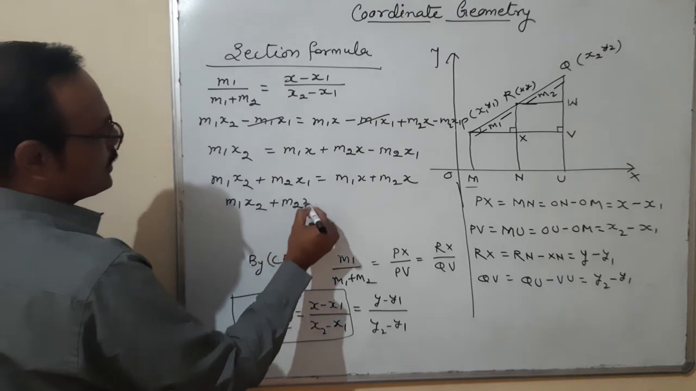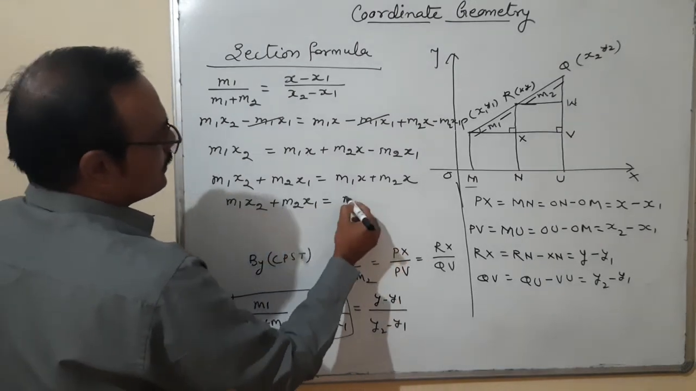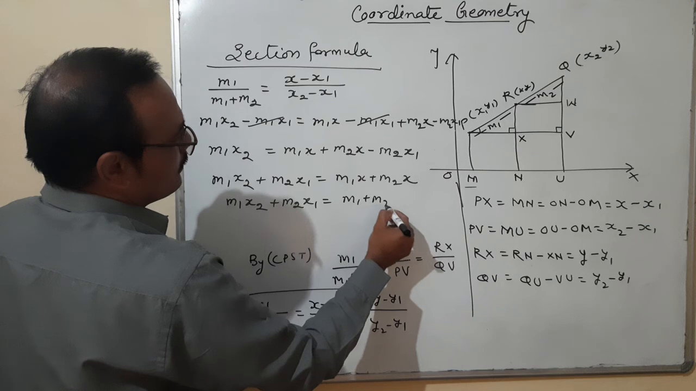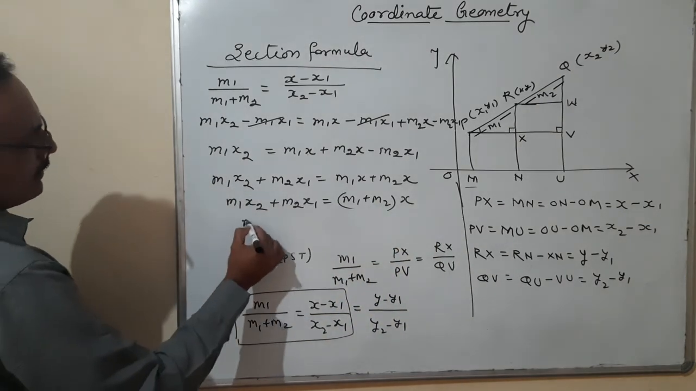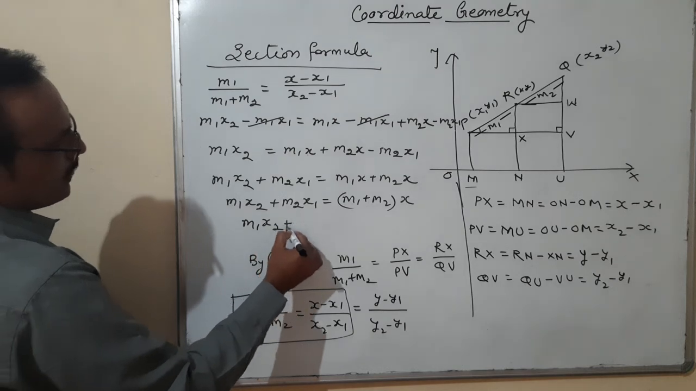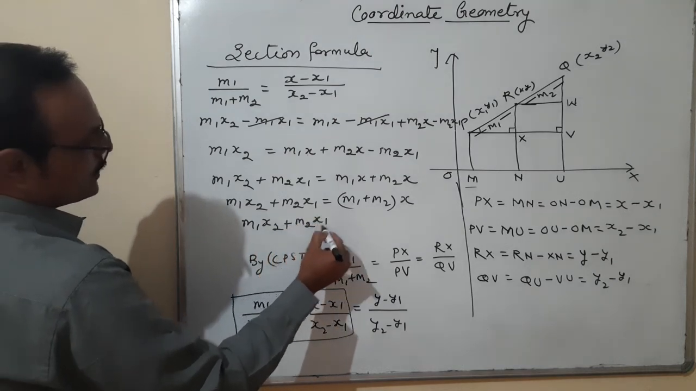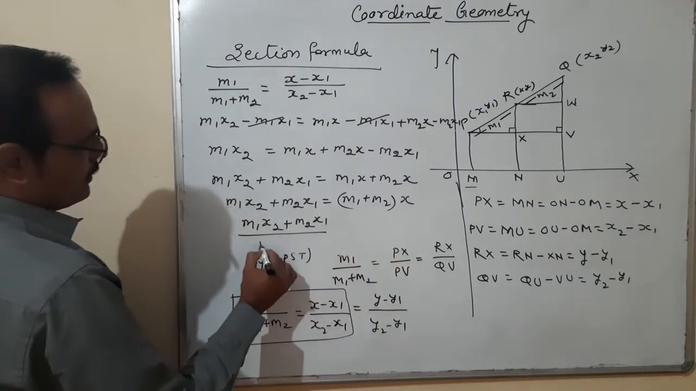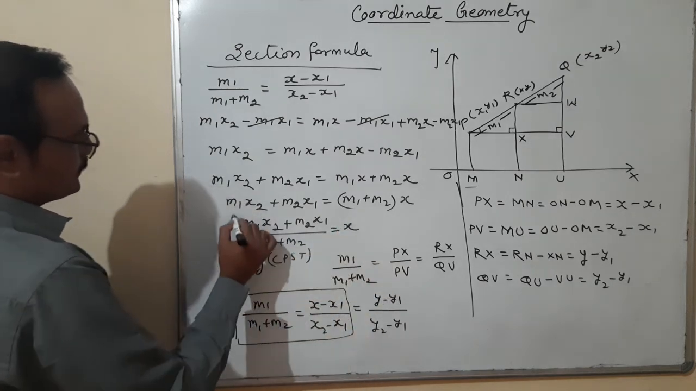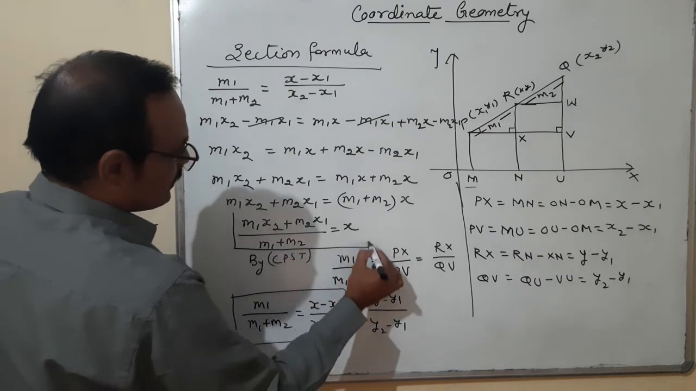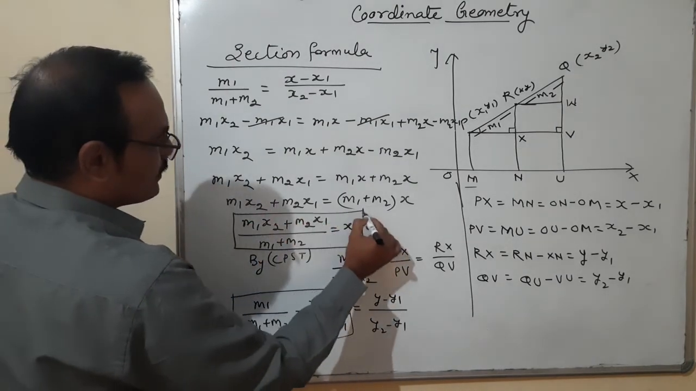m1 x2 plus m2 x1 is equal to x common. It is m1 plus m2, outside there is x. So what is the value of x? m1 x2 plus m2 x1 upon m1 plus m2 is equal to x. This is the value of x.